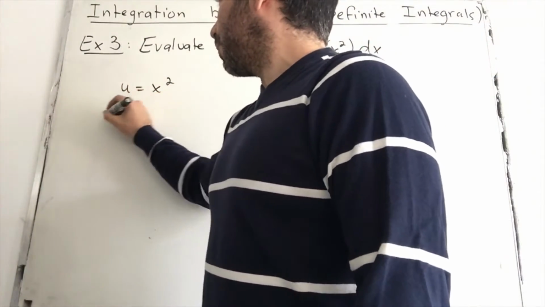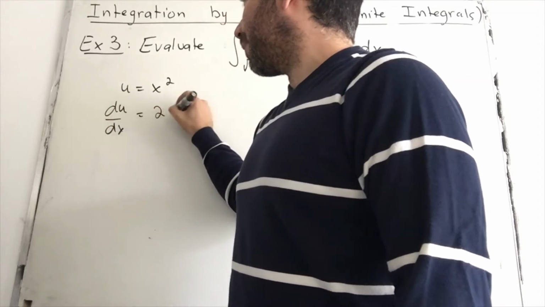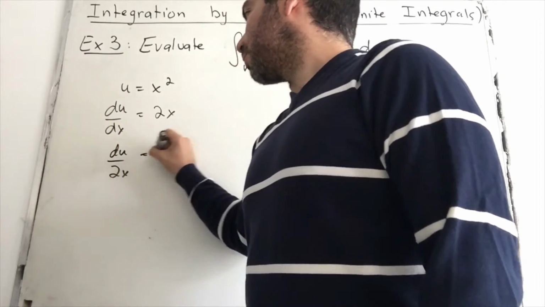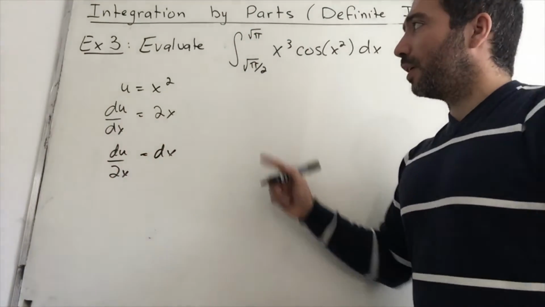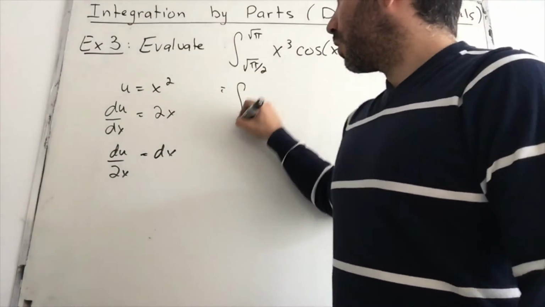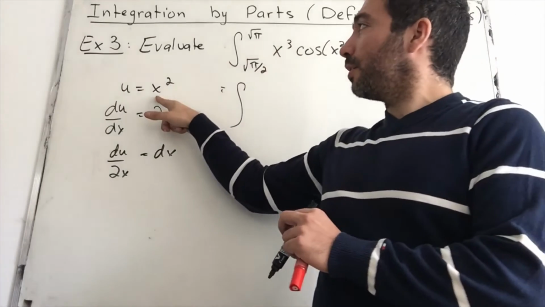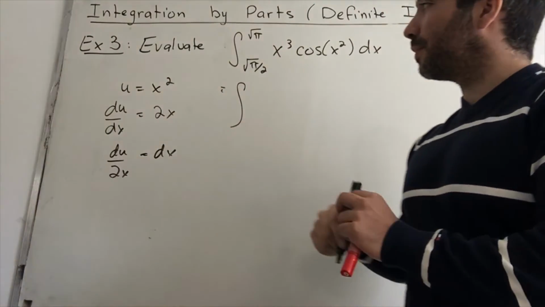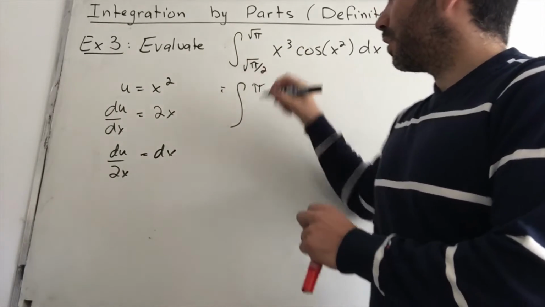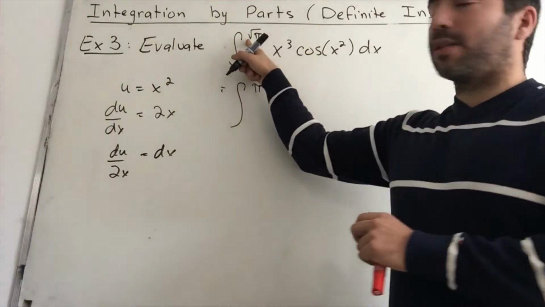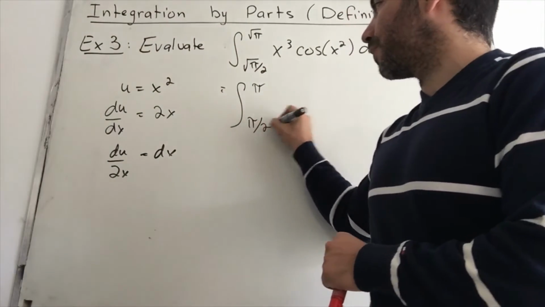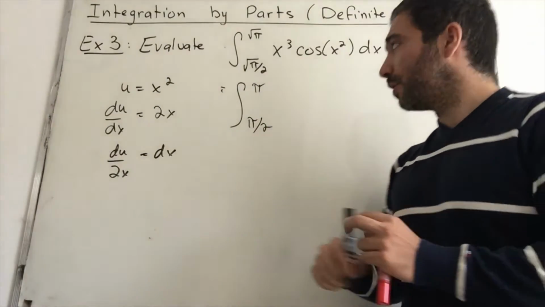The derivative of u with respect to x is 2x, and solving for dx, we get du over 2x equals dx. Since it's a definite integral, we have to change the bounds of integration. So plugging in the upper bound, the square root of pi squared is just pi, since the square and the square root cancel each other. And same for the lower bound, we get just pi over 2. So make sure you change your bounds.